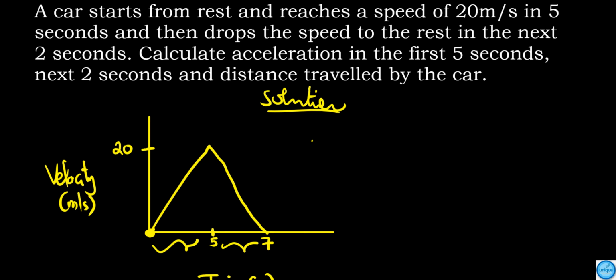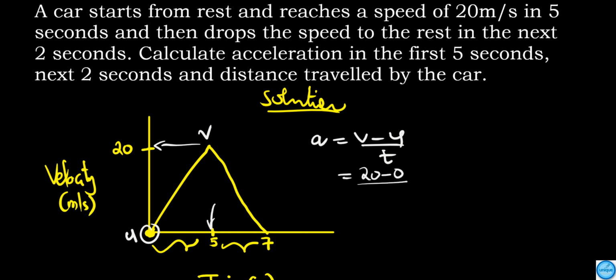So acceleration A is equal to v minus u over t. This is initial speed u, and this is final speed v. So u is 0, v is 20. So it will be 20 minus 0 divided by the time taken, that's 5 seconds. Remember the units are meters per second. 20 minus 0 is 20, divided by 5, is 4 meters per second, per second.